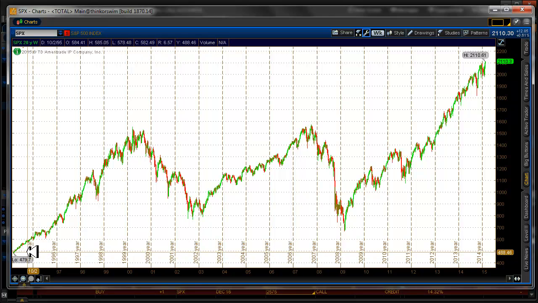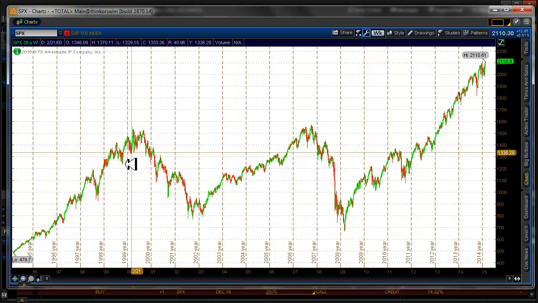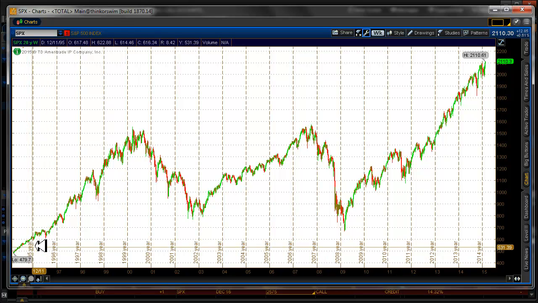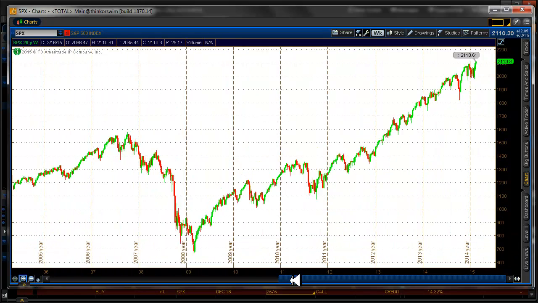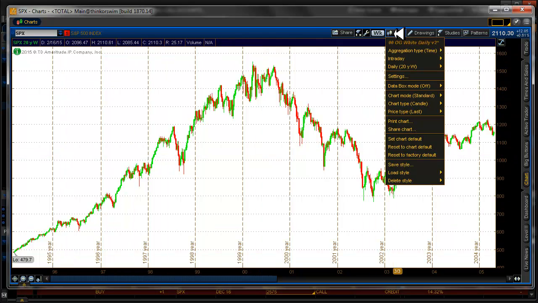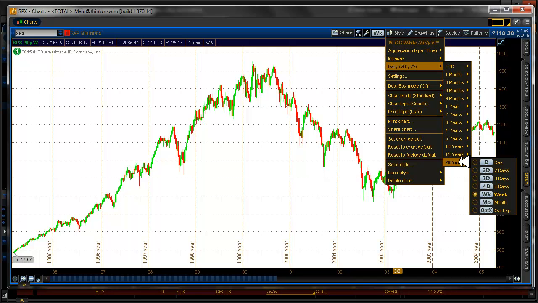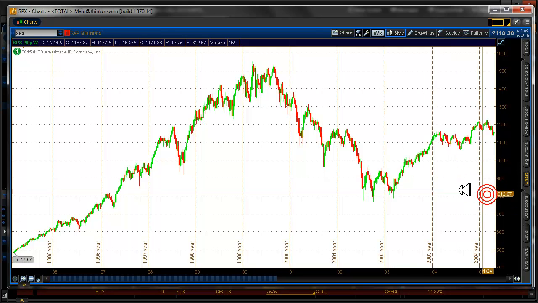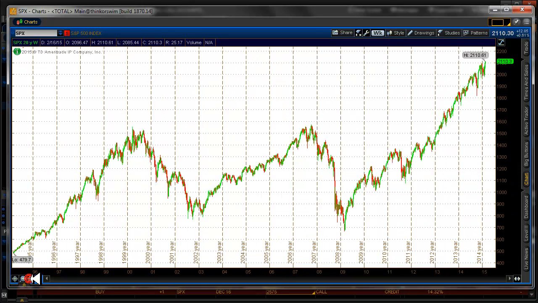Here is a chart as far back, I think 25 years, as Thinkorswim will let me go. I think it's back about as far as we can go. We're looking at 1995. So I went over here to style and I said, well, I want 20 years. So that's as far back as I could go, is 20 years. So it's not 25, it's 20 years, and it's weekly. So that's what we have here. So let me zoom back out again. Okay, so this is the whole 20-year span.